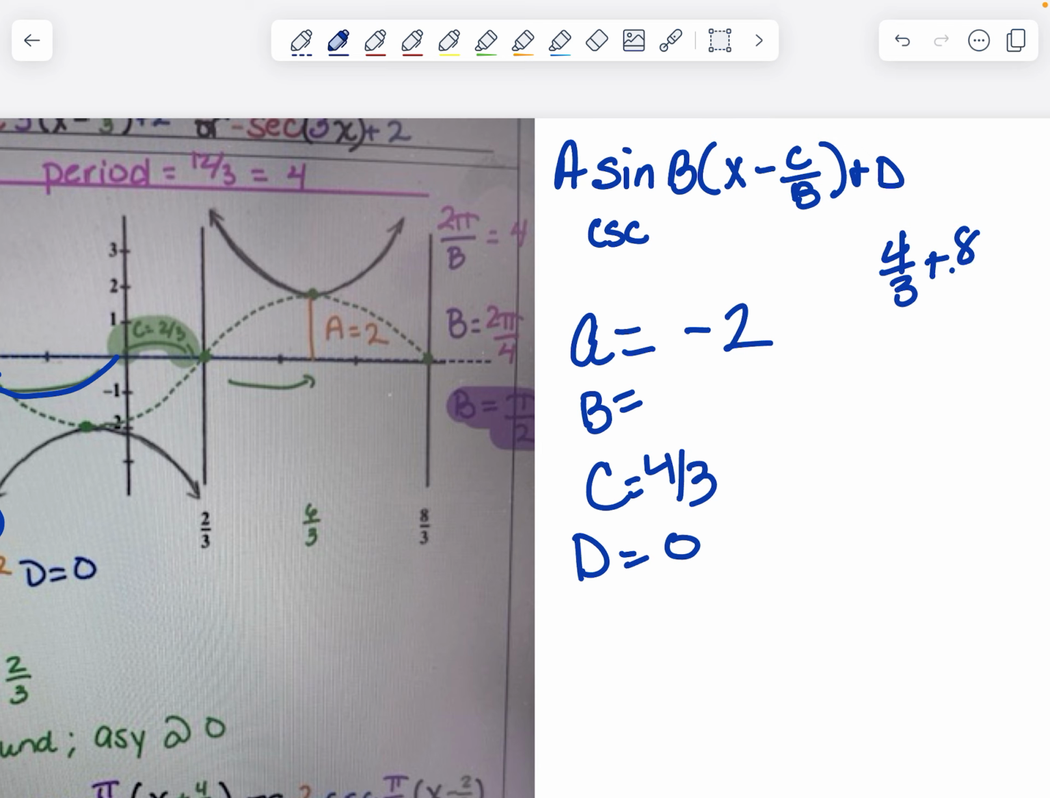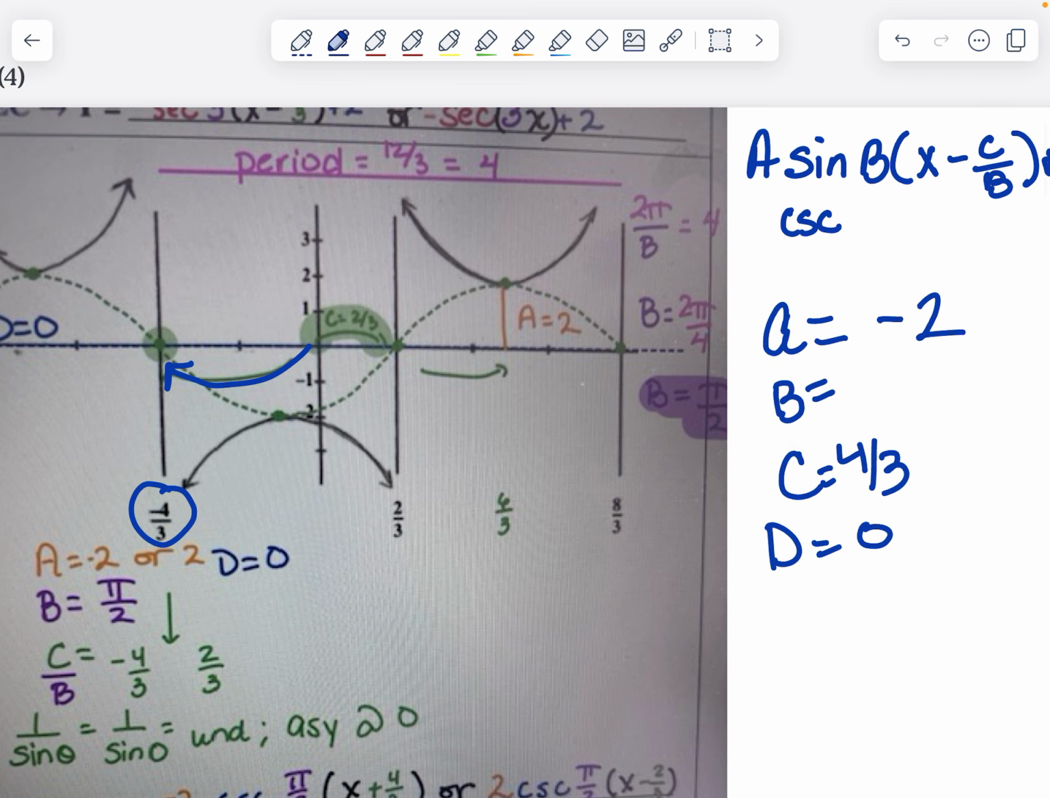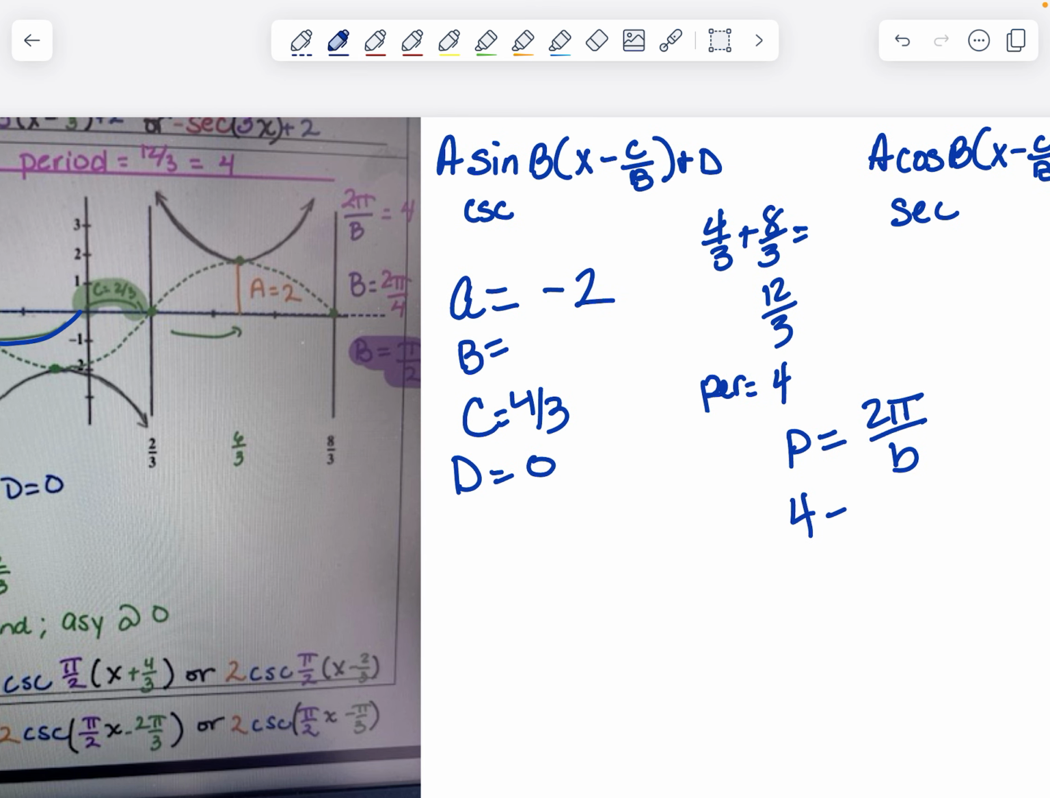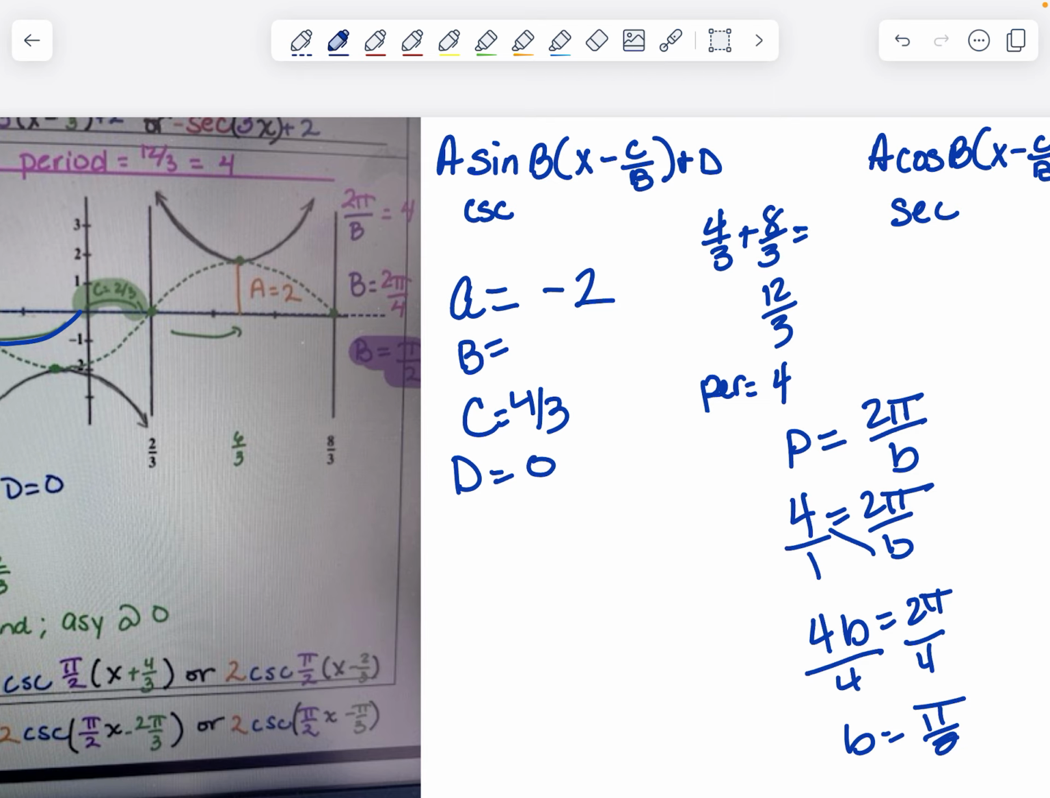4/3 plus 8/3 is 12/3, which is 4. So the period is 4. Now, why did I not make the 4/3 negative? Because I'm just counting distance, right? So the distance from here is 4/3 and here is 8/3. So it's 12/3. Okay. Now our B value, period equals 2 pi over B, right? So 4 equals 2 pi over B. Cross multiply, 4B equals 2 pi. Divide by 4, B is pi over 2, right?